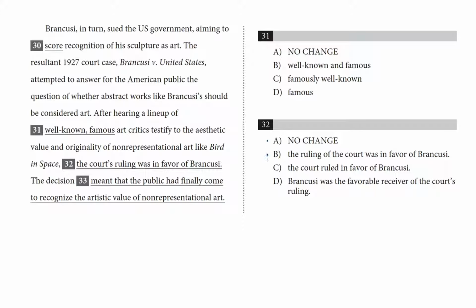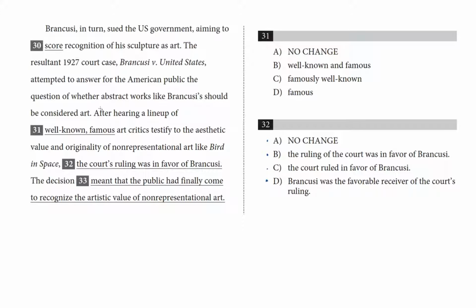B, the ruling of the court was in favor of Brancusi. C, the court ruled in favor of Brancusi. And D, Brancusi was the favorable receiver of the court's ruling. So all of these options are saying nearly the same thing, but in different orders and different configurations, right? Ultimately, this is about a court ruling that determined that Brancusi's sculpture was art. We have that context from the paragraph. So what are we being asked to figure out here?